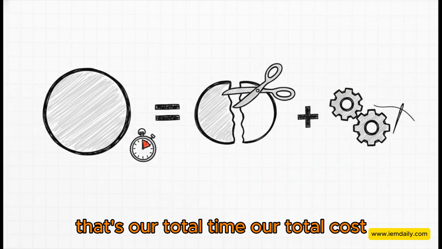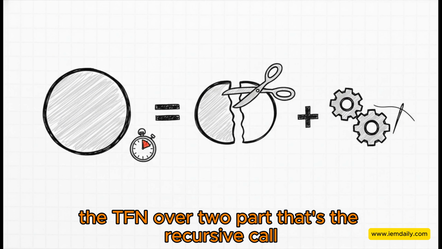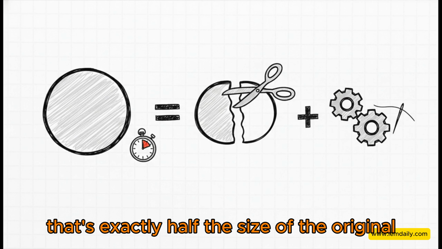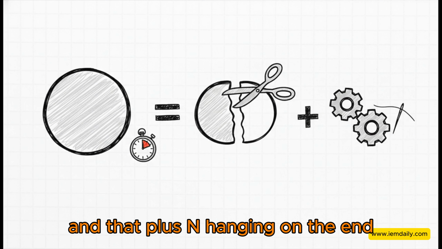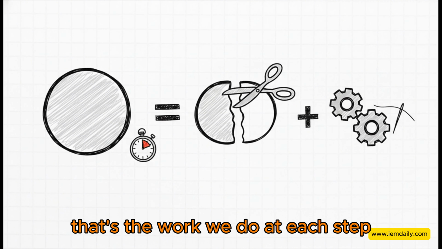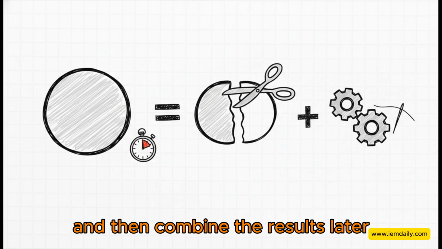T(n), that's our total time, our total cost. The T(n/2) part, that's the recursive call. That's the cost of solving a problem that's exactly half the size of the original. And that plus n hanging on the end, that's the work we do at each step to divide the problem and then combine the results later.